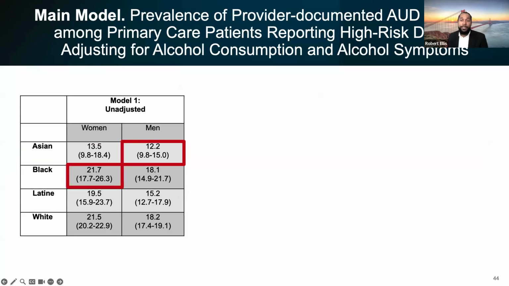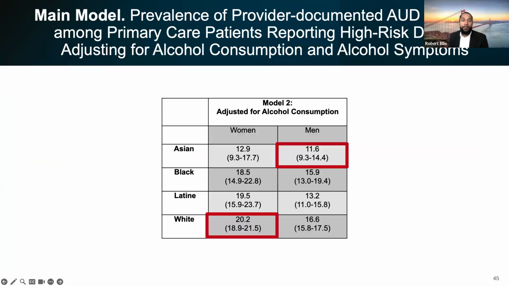Across intersectional identities, the adjustment model showed that provider documented AUD differed, ranging from 12.2% in Asian men to 21.7% in Black women. The model adjusting for alcohol consumption alone showed that the provider documented AUD differed as well, and it ranged from 11.1% in Asian men to 20.2% in white women.